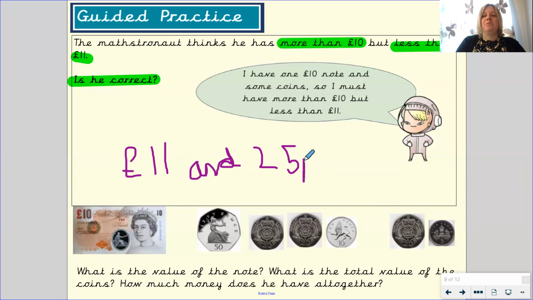So now that we've added all of the money together, that will help us to see if the astronaut is correct. So let's read our problem one more time. The astronaut thinks he has more than £10, but less than £11. Is he correct? No, he is incorrect because he has £11 and 25 pence. £11 and 25 pence is more than £11.